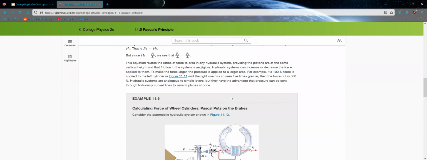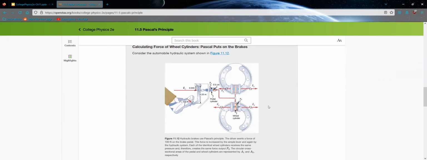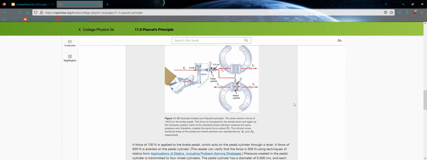I'm going to do example 11.6. I'm going to stop talking. 11.6 will explain what I'm talking about. Automobile hydraulic system, this is brakes, right? Modern disc brakes. Hydraulic brakes use Pascal's principle. The driver exerts a force of 100 newtons on the brake pedal. This force is increased by a simple lever and again by the hydraulic system. Each of the identical wheel cylinders receives the same pressure and therefore creates the same force output F2. The circular cross-sectional areas of the pedal and the wheel cylinder represent A1 and A2 respectively.